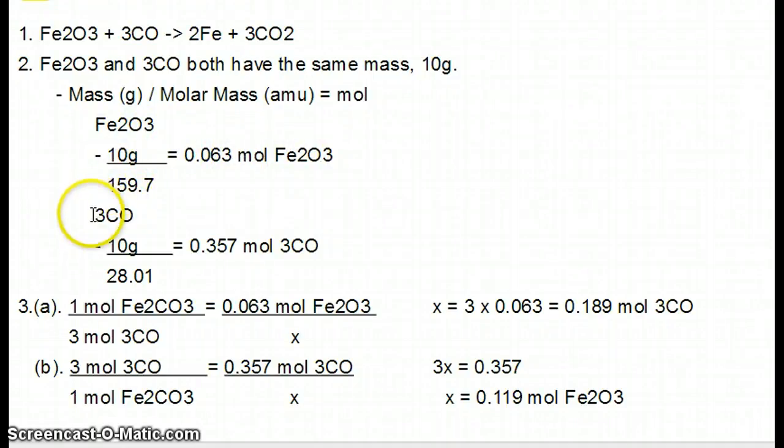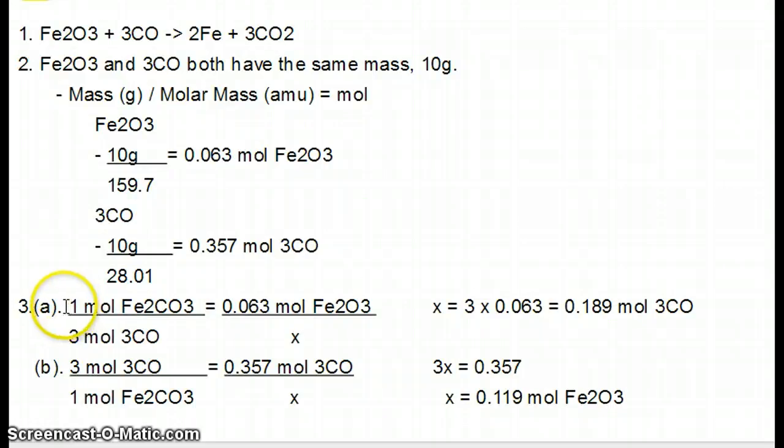And then if you do the same thing for the carbon monoxide, get 10 grams divided by the AMU, which is 28.01, and you get 0.357 moles of carbon monoxide. This is the amount of moles we have in the equation due to our mass, or how many moles we're able to create. And then step 3 is to compare the mole ratio.